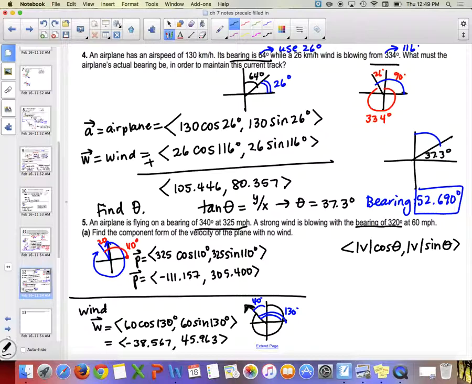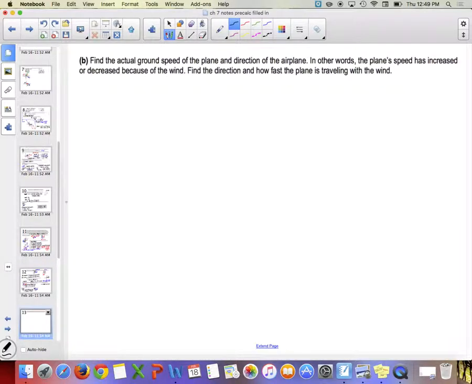All right, so we put these together. Part B says find the actual ground speed of the plane and the direction of the plane. So in other words, if the plane's speed has increased or decreased because of the wind, it has to adjust for that. So find the direction and how fast the plane is traveling with the wind. So what we're doing is the plane plus the wind.